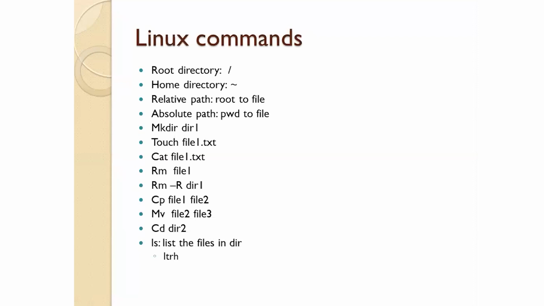But if you want to see the permissions of the file, then you can give ls -l. Along with that, if you want to sort the files based on time, then you can give ls -lt. And r is for when you want the latest files to be displayed at the end of the list.